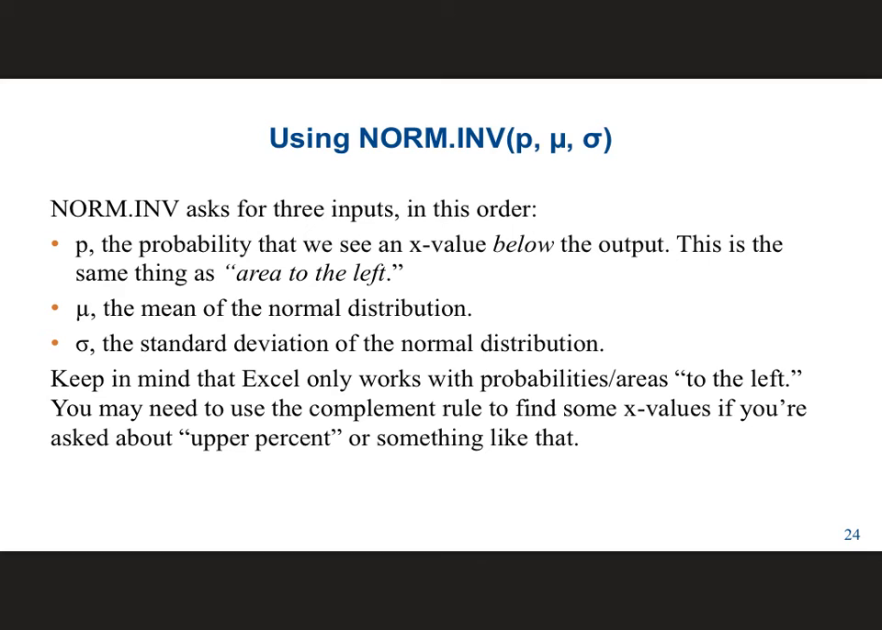When you're working with norm.inv, it is going to ask for 3 inputs in this order. The probability first, so your P, and that will give an X value below the output. This is the same thing as the area to the left. Mu is the mean of the normal distribution, and sigma is the standard deviation of the normal distribution. Now remember that Excel only works with probabilities or areas to the left, so you may need to use that complement rule to find some X values if you're asked about an upper percent or something like that.